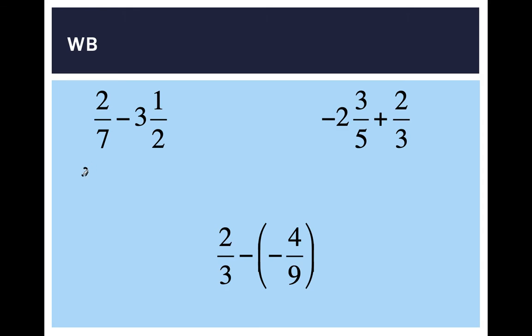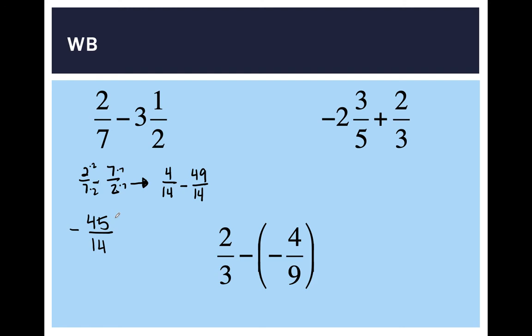Okay, for this first one, we have 2/7 minus 3 1/2, which is 7 over 2. Find a common denominator is going to be 14. So that becomes 4/14 minus 49/14. We are doing 4 minus 49, so the bottom is 14. 4 minus 49 is negative 45. So our numerator for our fraction is negative 45.